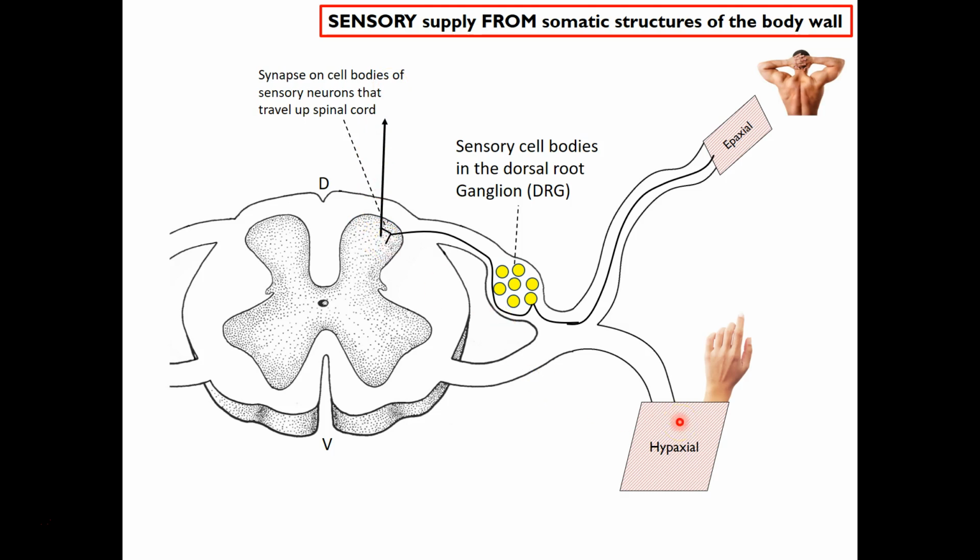The hypaxial is very similar. In this case, instead of traveling along the dorsal ramus, we're traveling along the ventral ramus from the periphery towards the center. Again, even though we're coming from the ventral area, we still have to get to these sensory cell bodies located within the dorsal root ganglion. And now we take the same path to a synapse within the dorsal horn of the spinal cord. Now this happens at every single spinal level. So wherever we have somatic structures, which is at every single spinal level, we will have this same scheme happening.